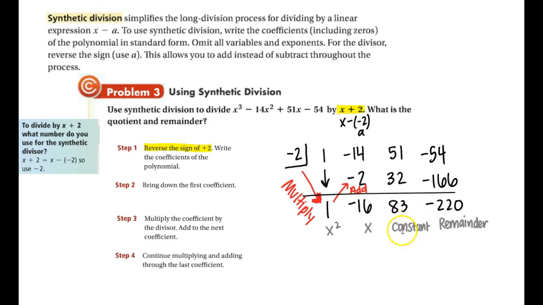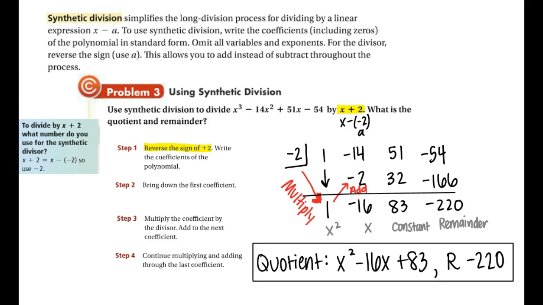The next term, the 83, is the constant, which has no variable attached to it. The negative 16 has an x attached to it, and the 1 has an x squared attached to it. So writing that in standard form, we get the polynomial x squared minus 16x plus 83. That's our quotient, and our remainder is negative 220. So you can see that that process was a lot quicker. You just need to remember what numbers to multiply by and what numbers to add by. And we'll continue this process in example 4 and 5.